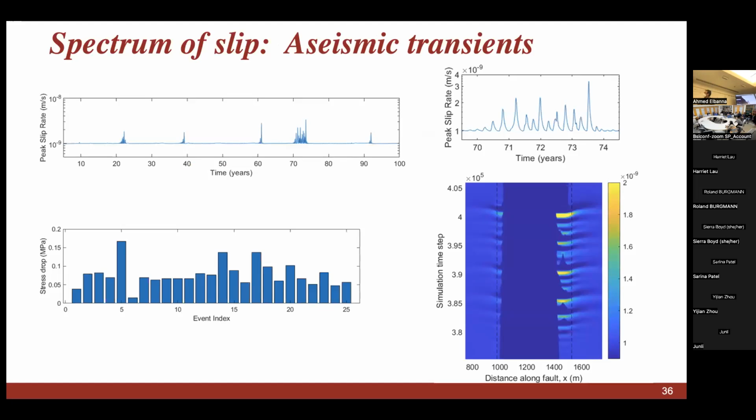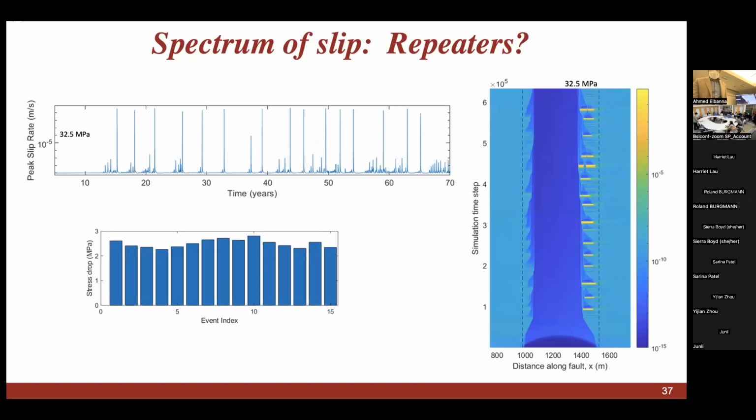And if I zoom in on one of these swarms, I can see that some of them can extend for a couple of years. Each one of these spikes can extend for maybe months. And if I look at their stress drop, they're very low stress drop events, maybe 0.05 to 0.1 megapascal. And similarly here, these are all still aseismic, you get some sort of more or less periodic pattern with a stress drop of 2 to 3 megapascal. We still try to quantify other statistics for these kinds of localized events.